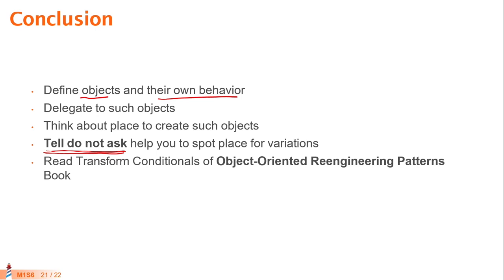So there is a nice pattern in the Object-Oriented Reengineering Patterns book that is called Transform Conditionals. And I really encourage you to read these chapters. The book is available on the web.